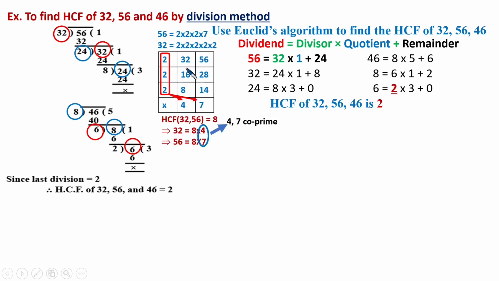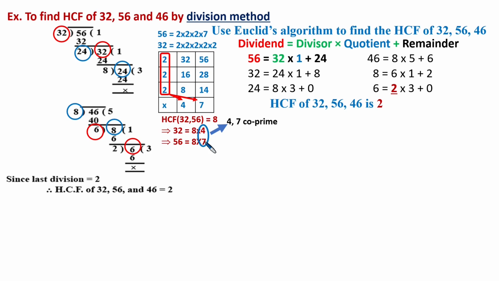And here I do it using the tabular method: 2 goes into 32 and 56, then it goes to 16 and 28, then 2 goes into 8 and 14. So 2 into 4. Now there is no common factor, so I stop here. So the HCF is 2, 2, 2, that is 8. So these 3 are common. So 32 is 8 into 4, and 56 is nothing but 8 times 7. And these 4 and 7 are co-prime.